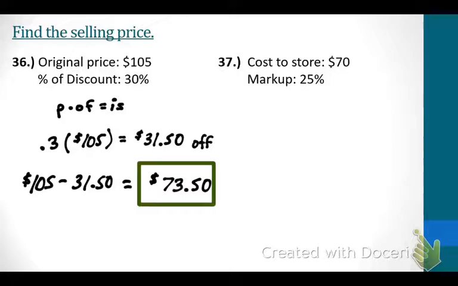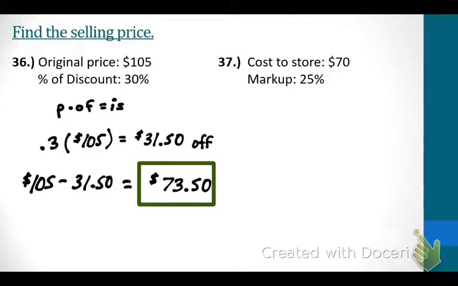Okay? Let's move on. The next one, number 37. The store went out and bought something for $70, but they marked it up. Do we feel happy or sad when they mark things up? Why? They raised the price. Why do they raise their prices? They have to make money, okay? In order for them to pay their employees and other things, they have to make some kind of a profit.